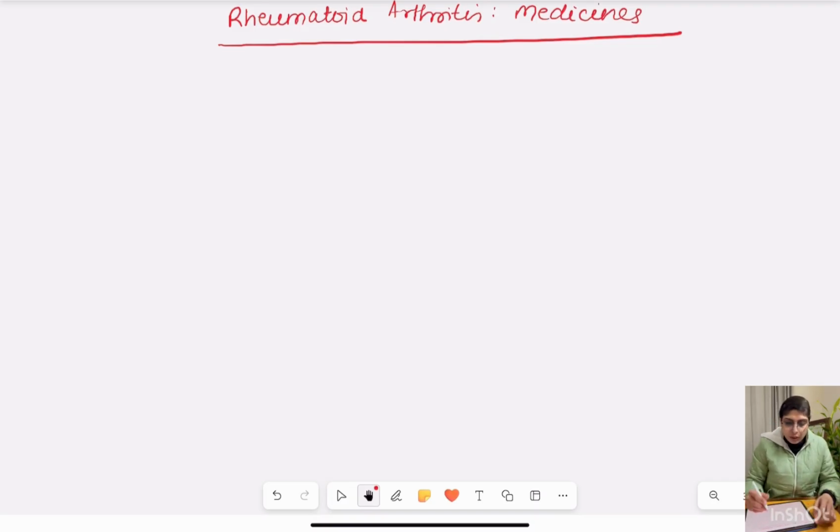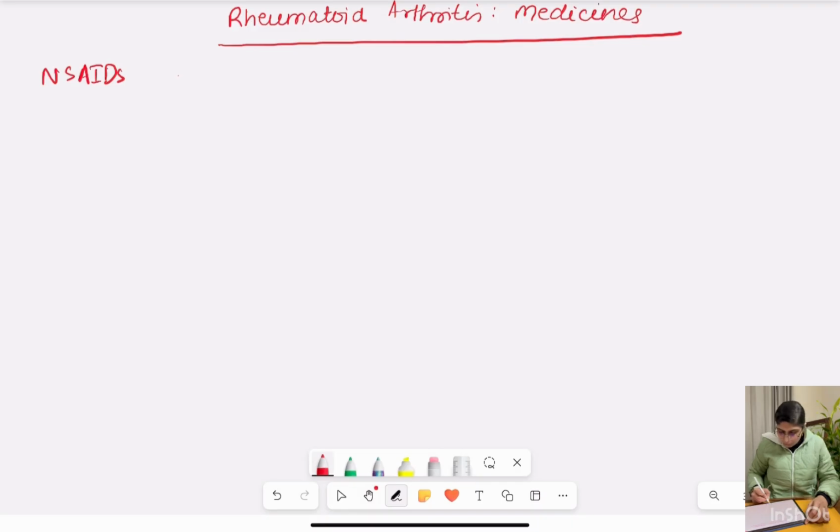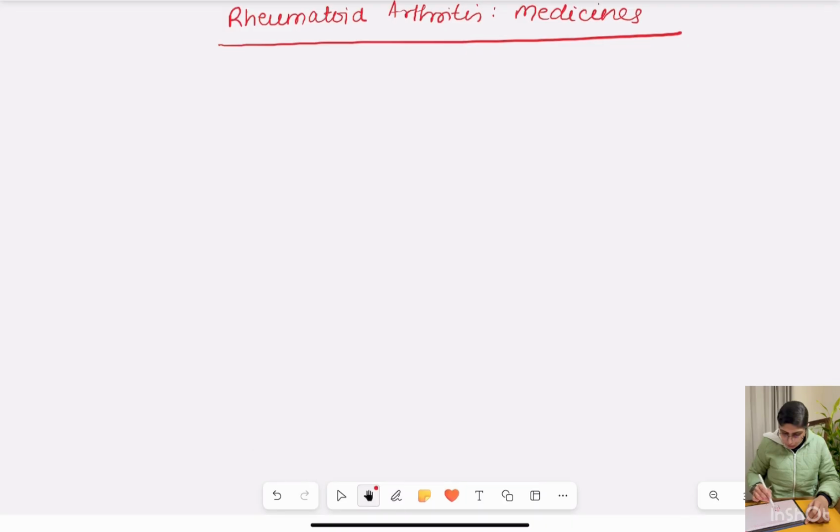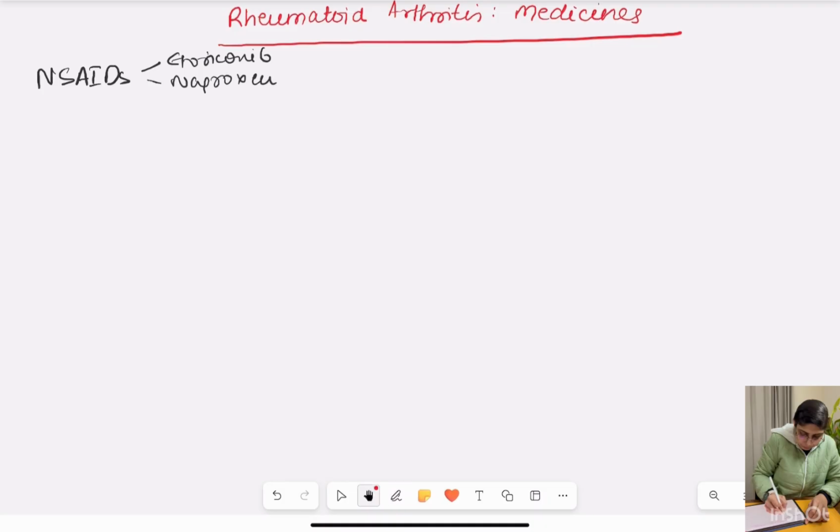Let's start. The treatment of rheumatoid arthritis can be divided into what you give if a patient comes with acute symptoms, that is joint swelling, morning stiffness more than 1 hour and pain in the joints. Then the medications are, one, NSAIDs, like etoricoxib, naproxen, and the second option is steroids.